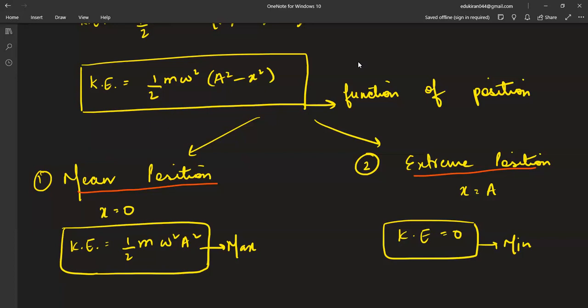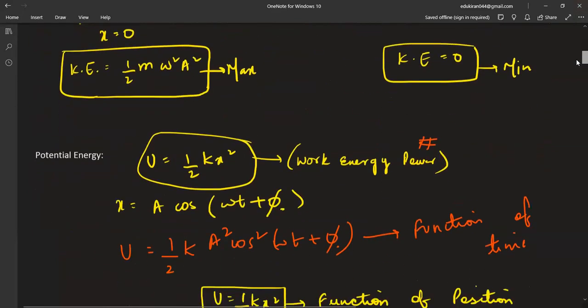Now, at mean position, x will be equal to 0. At extreme position, x will be equal to a. So at the mean position, kinetic energy will be half m omega square a square. This is the maximum value possible. And at the extreme position, kinetic energy will be 0. Kinetic energy cannot be negative, that's why this is the minimum value that is possible.